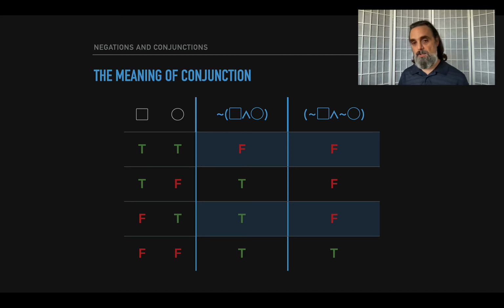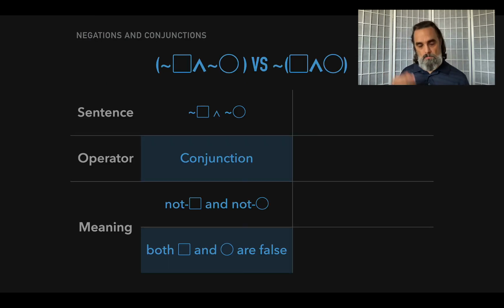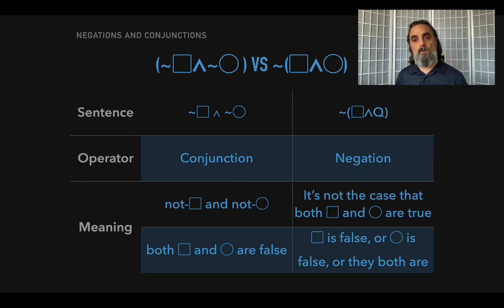Not box and circle requires that at least one of them be false, whereas not box and not circle requires that they both be false. So the conjunction is more demanding. It requires that both box and circle are false. That's not box and not circle. Whereas the negation says it's not the case that both box and circle are true. And so what does it say? Well, it says either box is false or circle is false, or they both are. And so it's not as demanding as the conjunction is.